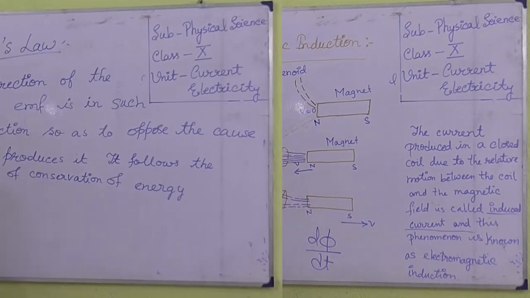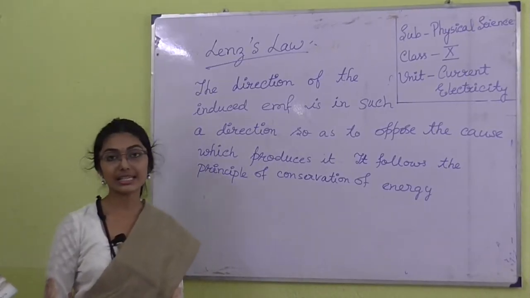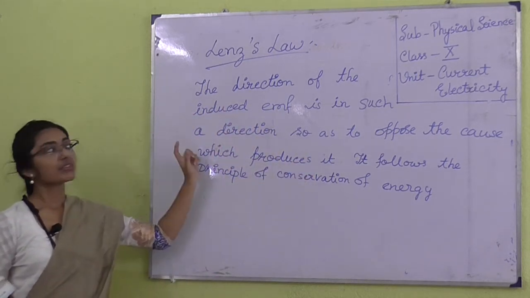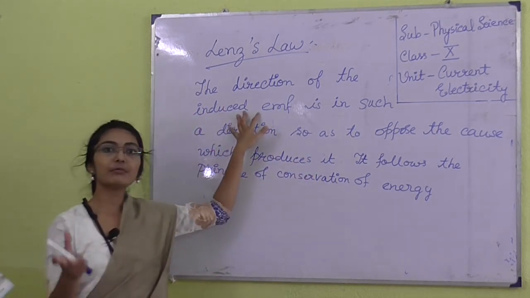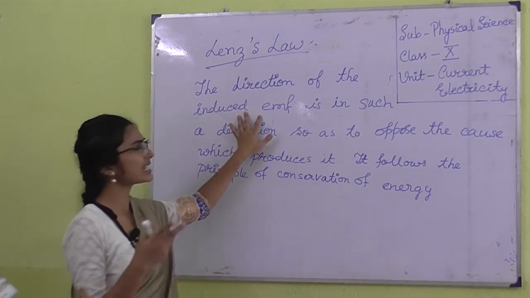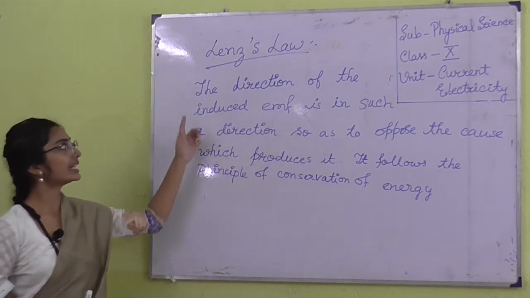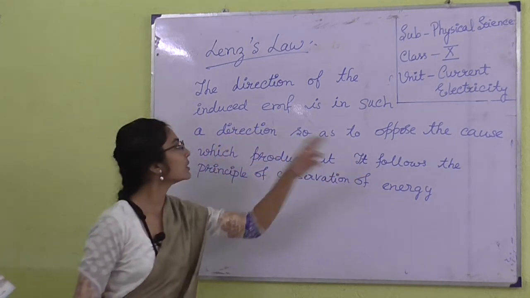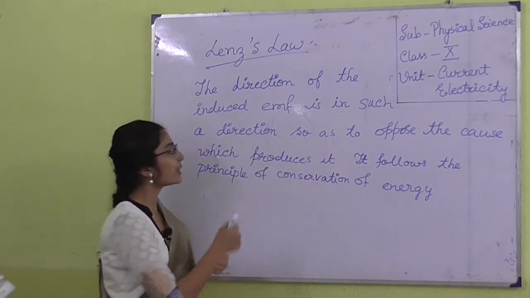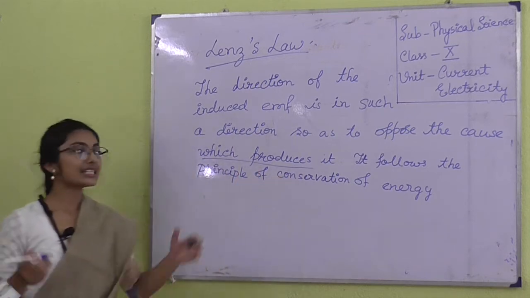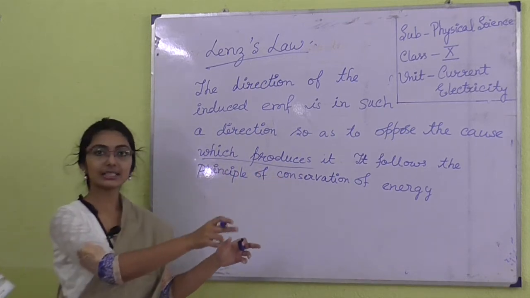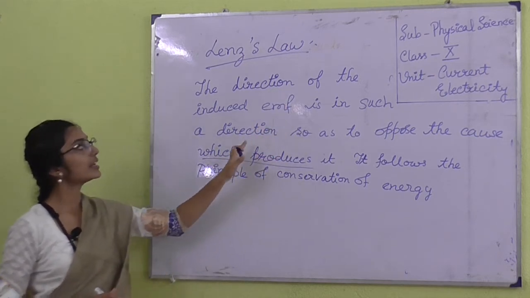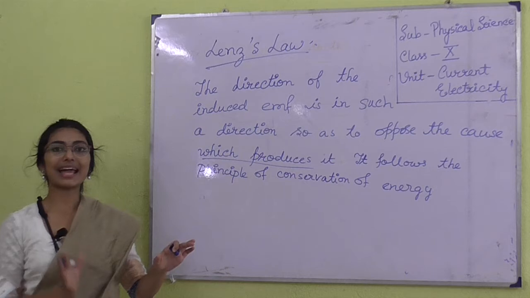After Faraday's law, another more important law about electromagnetic induction is Lenz's law. What is Lenz's law? The direction of induced EMF, the EMF generated inside the solenoid or inside the conductor, is in such a direction as to oppose the cause which produces it. What produces it? It is produced due to the magnetic field, due to the magnet. So the direction of EMF is such that it opposes the magnetic field.